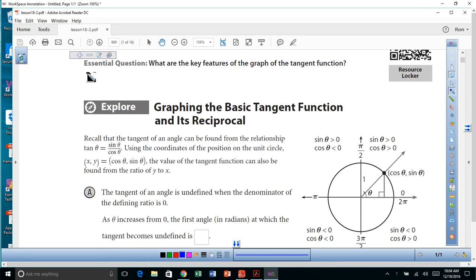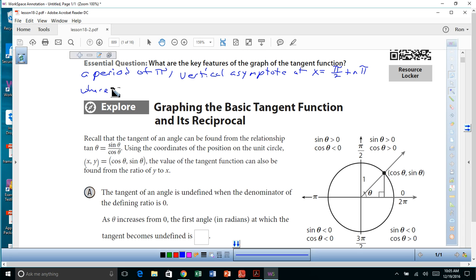Well, let's see. It has a period of pi, a vertical asymptote at x equals pi over 2 plus n pi, where n is an integer.